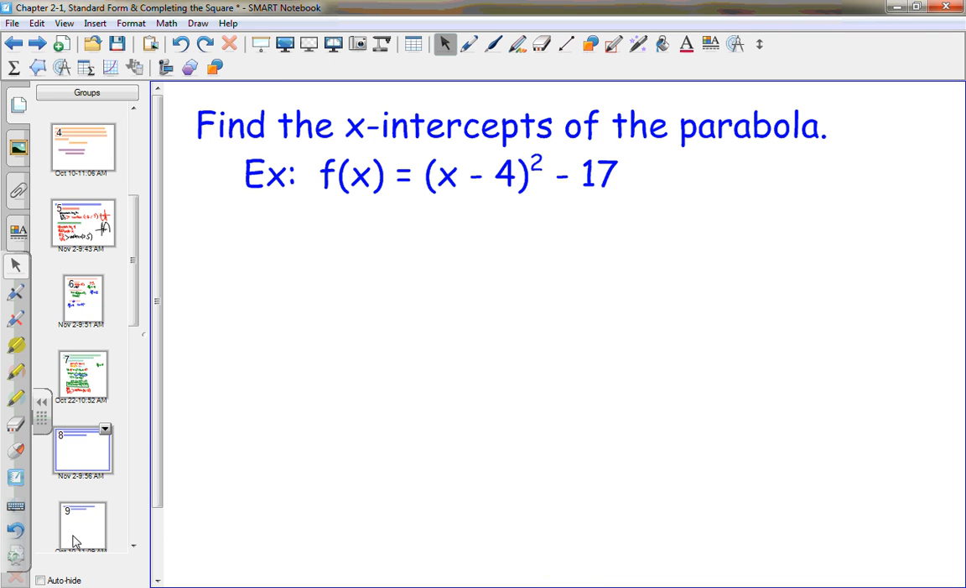Okay, well, we're not done with this problem because now I found my standard form. Now I want to find my x-intercept. By definition of an x-intercept, can anybody tell me what that actually is? It's the point on the graph where it crosses the x-axis. So if it's crossing the x-axis, what does that imply?